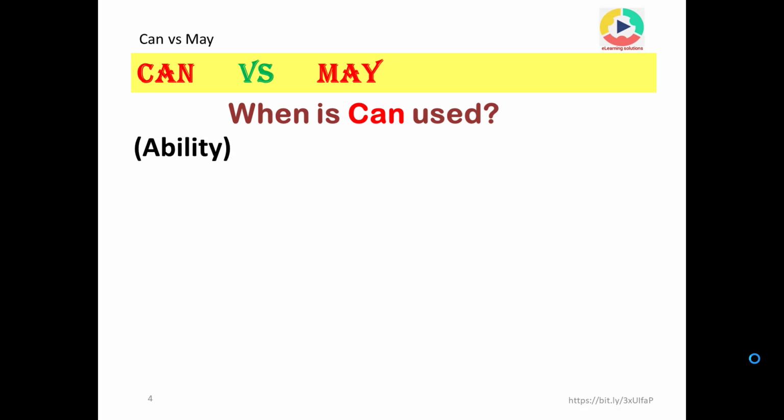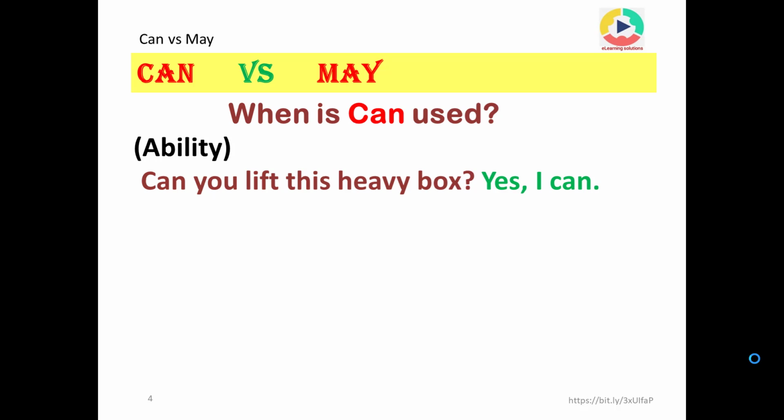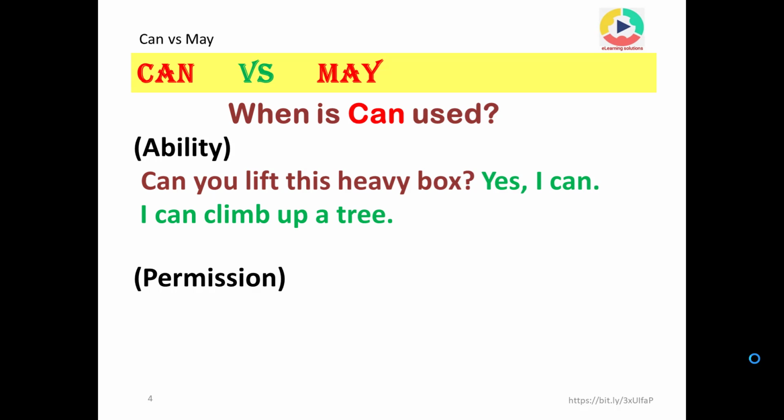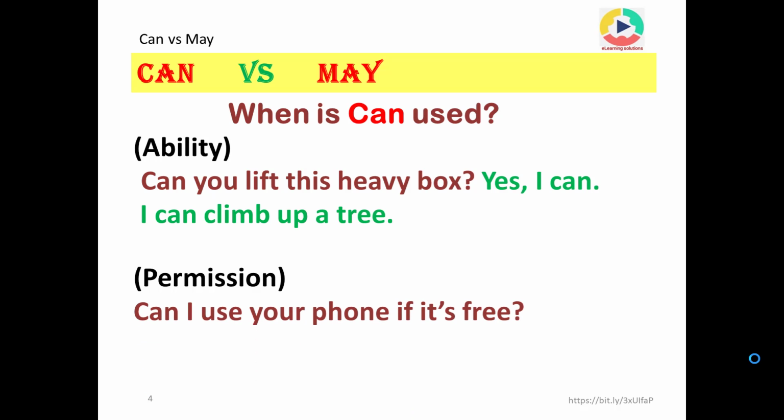When is can used? Ability. Can you lift this heavy box? Yes, I can. Second sentence: I can climb up a tree. Other uses, permission: Can I use your phone if it's free? Can we play together?